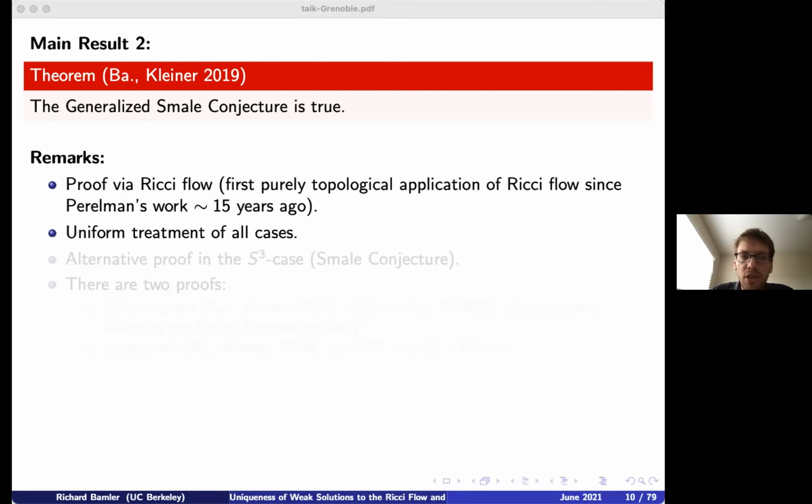In fact, we don't even need to know what the possible spherical space forms are. It just works for any spherical space form. And it also gives an alternative proof in the S3 case. It's an alternative to Hatcher's proof.